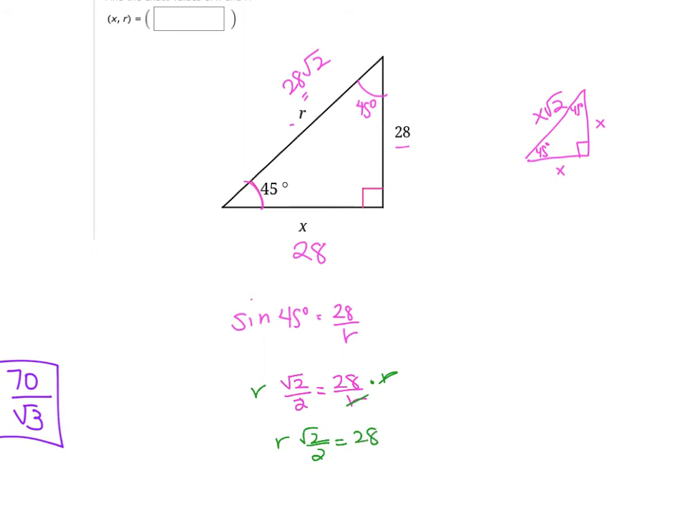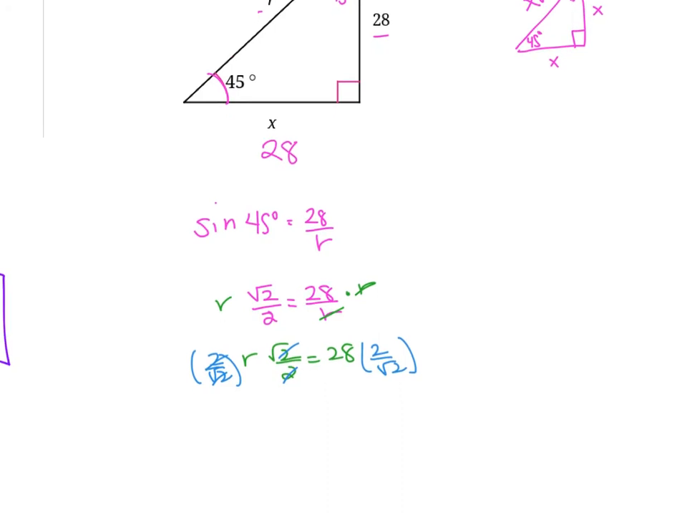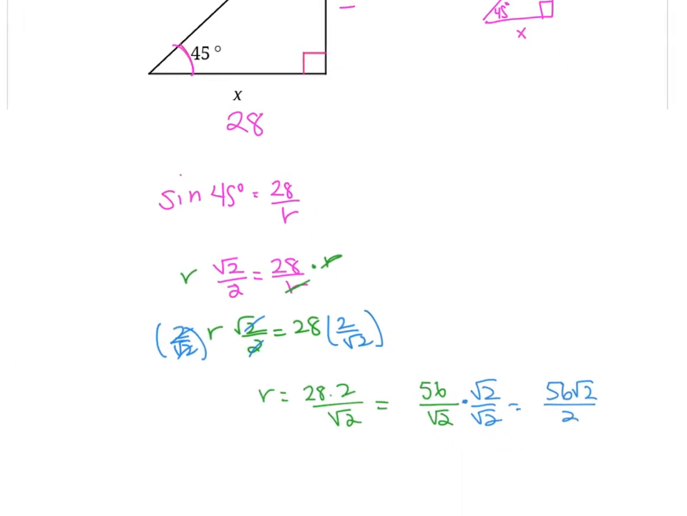And then to get rid of that root 2 over 2, let's multiply by the reciprocal on both sides. So that cancels out. Therefore we have r equals 28 times 2 over square root of 2. So this is 56 over root 2. Now let's rationalize the denominator because I want you to see that we get the answer that it says. We have 56 root 2 over 2. Then 56 divided by 2 is 28 root 2, right?